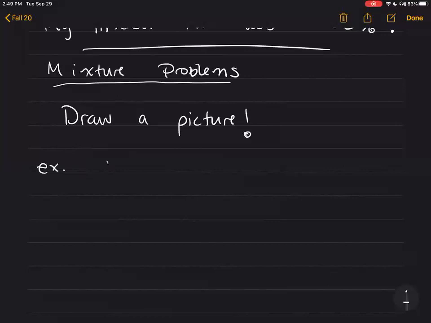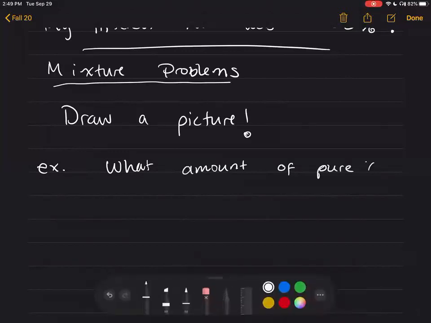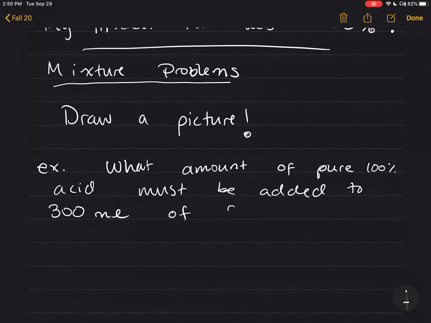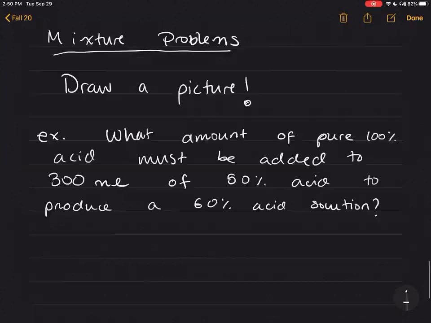Let's do, what amount of pure acid, so pure meaning 100% acid, must be added to 300 milliliters of 50% acid solution to produce a 60% acid solution. So let's do our picture.